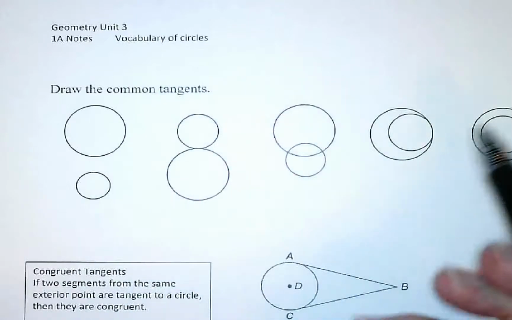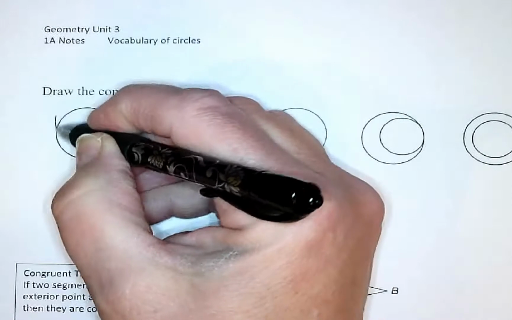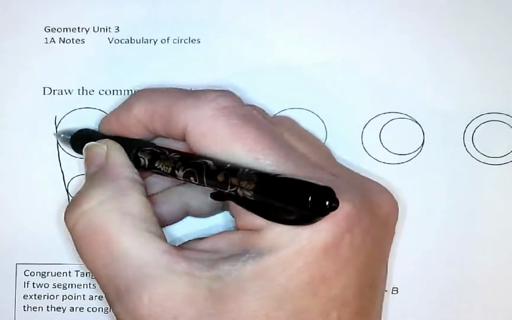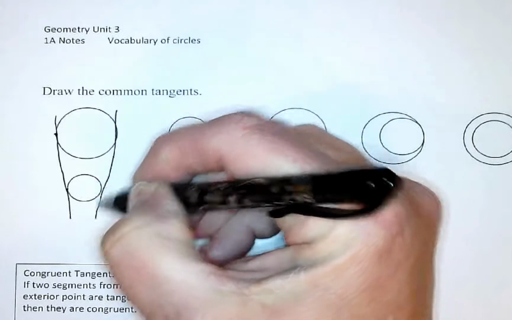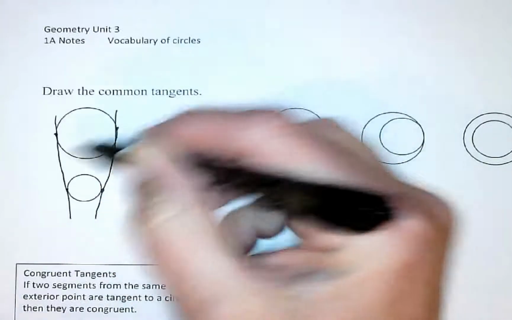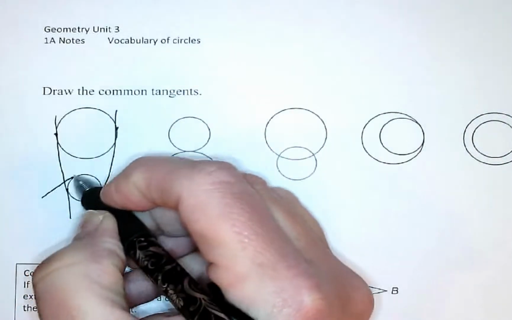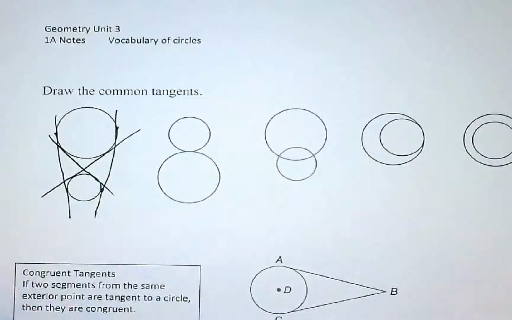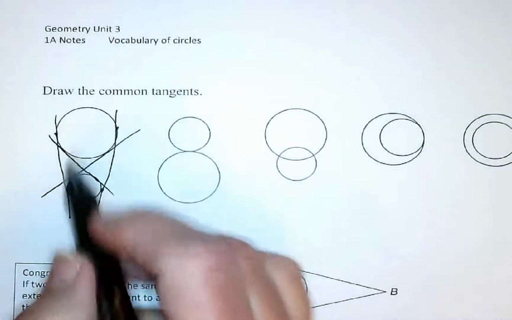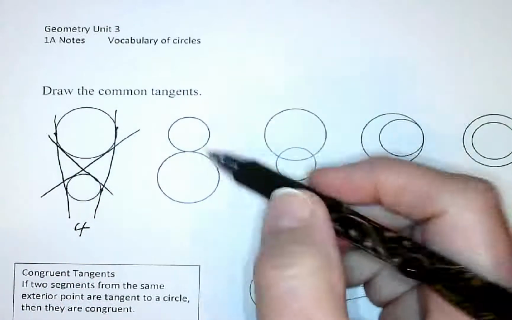So we've got 5 different scenarios here of what it could look like. If I have a picture like this, I could have a tangent line here, intersects the circle here and here. I could also have one here. Okay, and those two are called external because they're kind of on the outside. I can also have one that kind of crisscrosses in the middle here, and that would be internal because they're inside. Okay, so this one would actually have 4 common tangents.